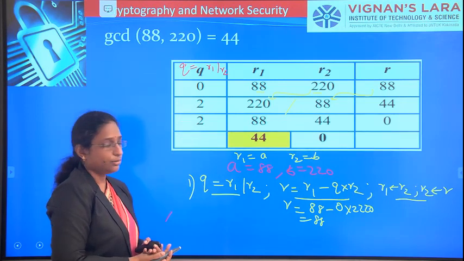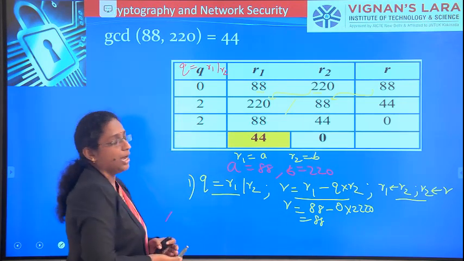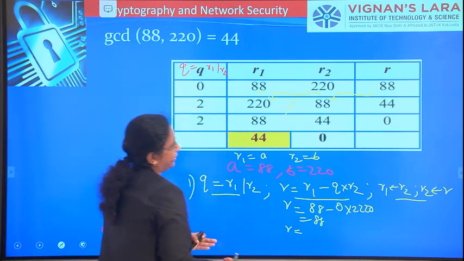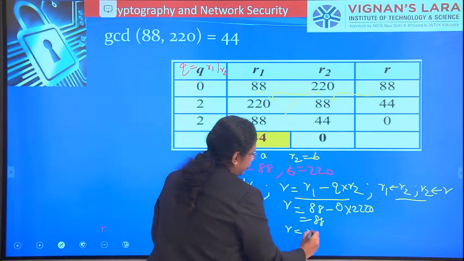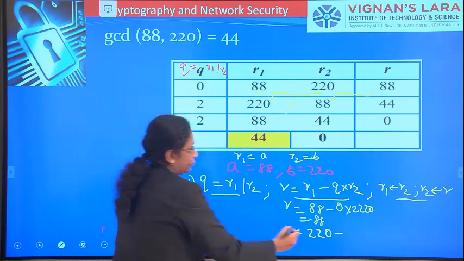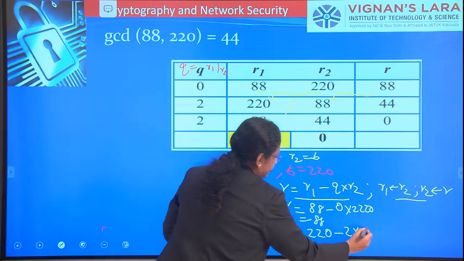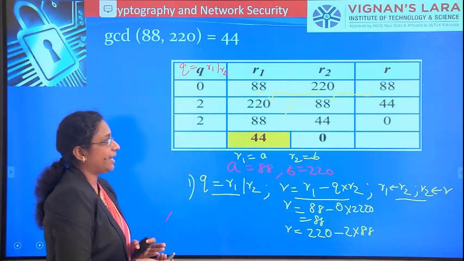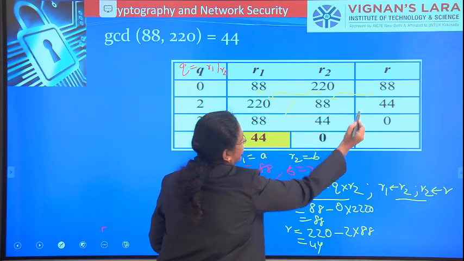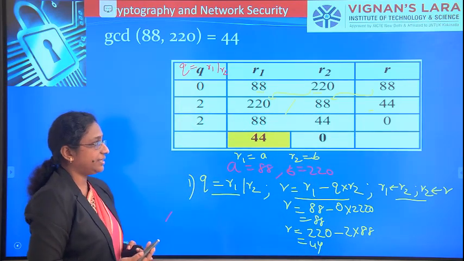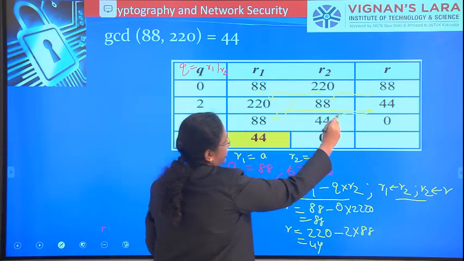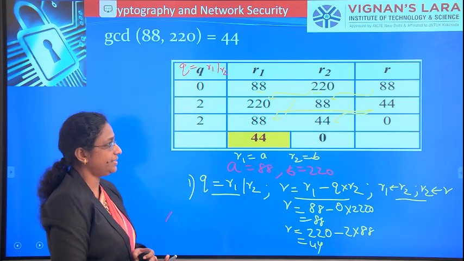After calculating the quotient, again you have to calculate the remainder. Since R1 is 220, R equal to 220 minus quotient 2 into R2, which is 88. By doing that we will get 44. After that, again you have to do the initialization, that is nothing but R1 implies R2 and R2 implies R.